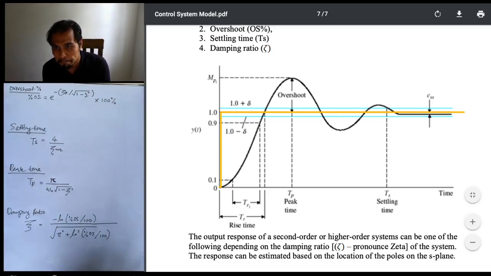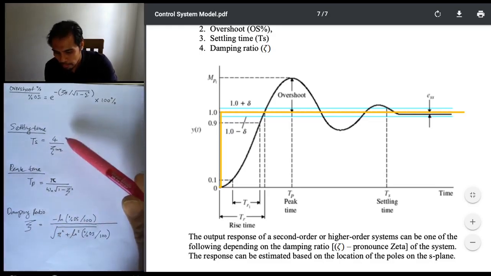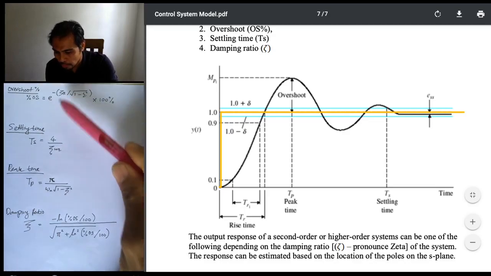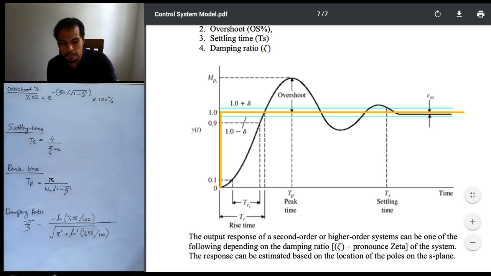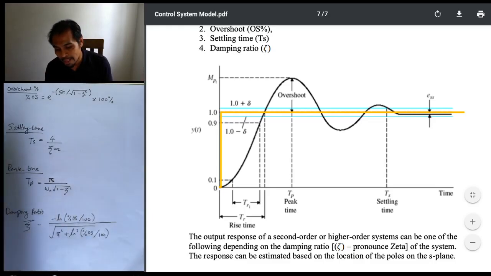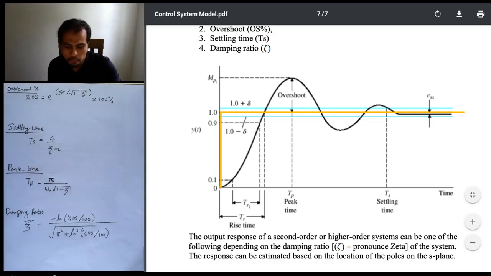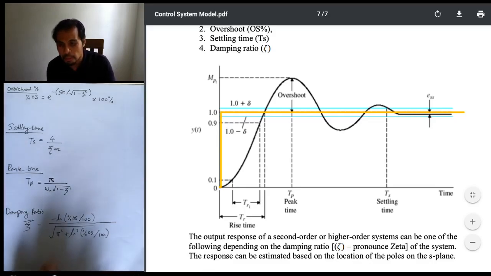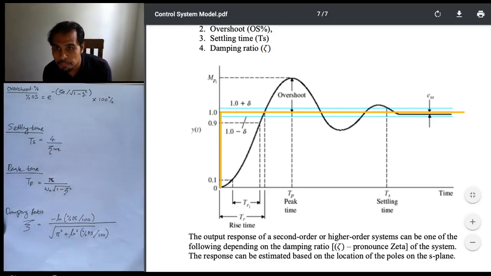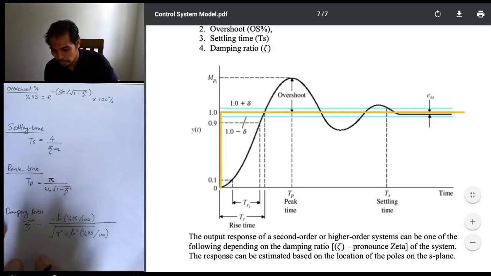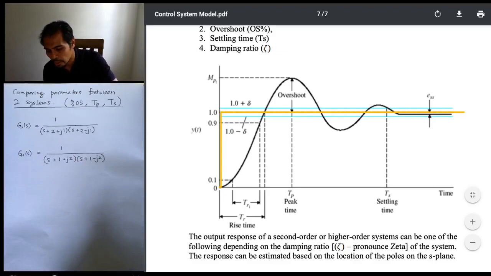I hope you understand this, because once we know this, we can simply assume or guess what type of system we have, and what the performance of the system is. So, okay, let's try to compare.